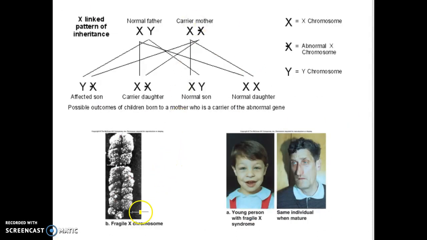So when you look at Fragile X, a piece of the X chromosome here is almost like it's breaking off. And it's not fully bonded and attached to the rest of the X chromosome. So there's pieces of DNA, information there that is almost being lost.